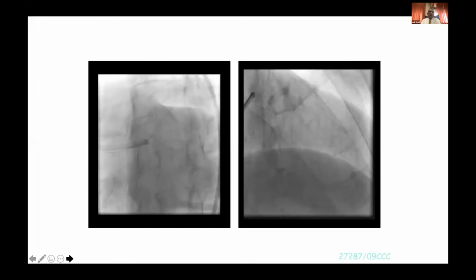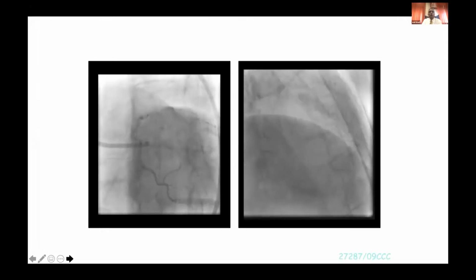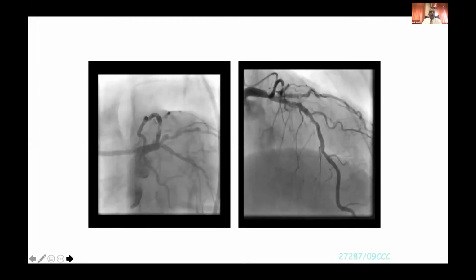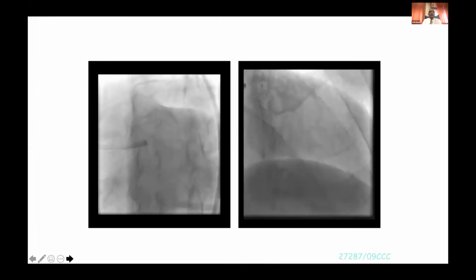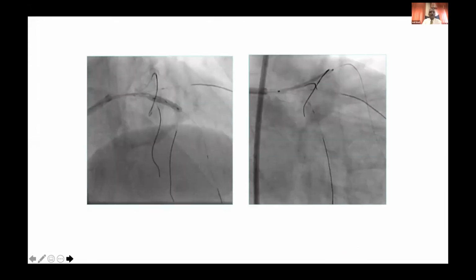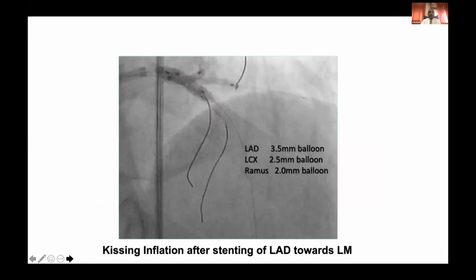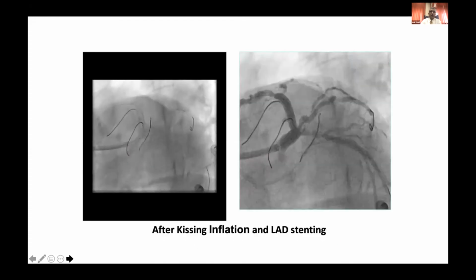The second case is a little more complex. There's a little more calcium here. The angles were a little narrower with significant disease, again, in the proximal LAD and in the ramus and in the circumflex. Here we also realized that we may have to protect the septals, and I like to protect the septals, pre-dilated and then finally stented the left main to LAD, and then did a kissing inflation towards the left main, and also a simultaneous tris.